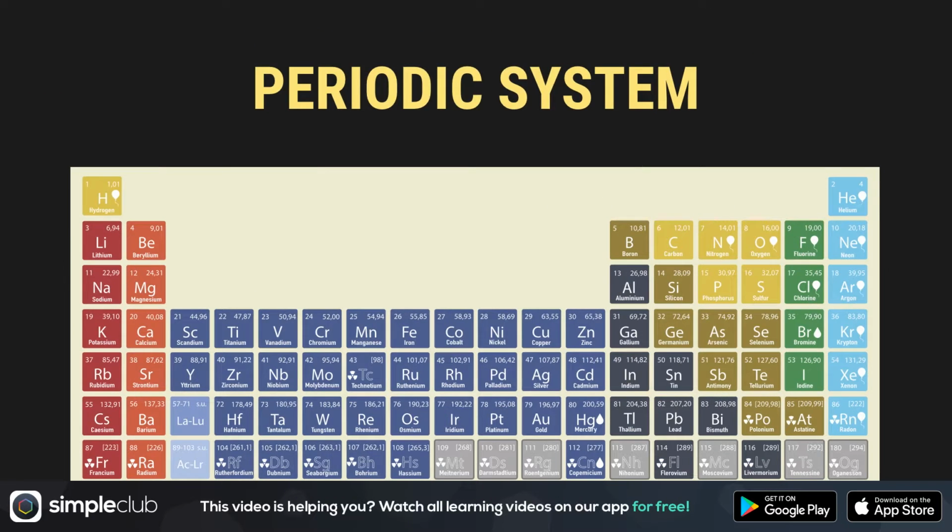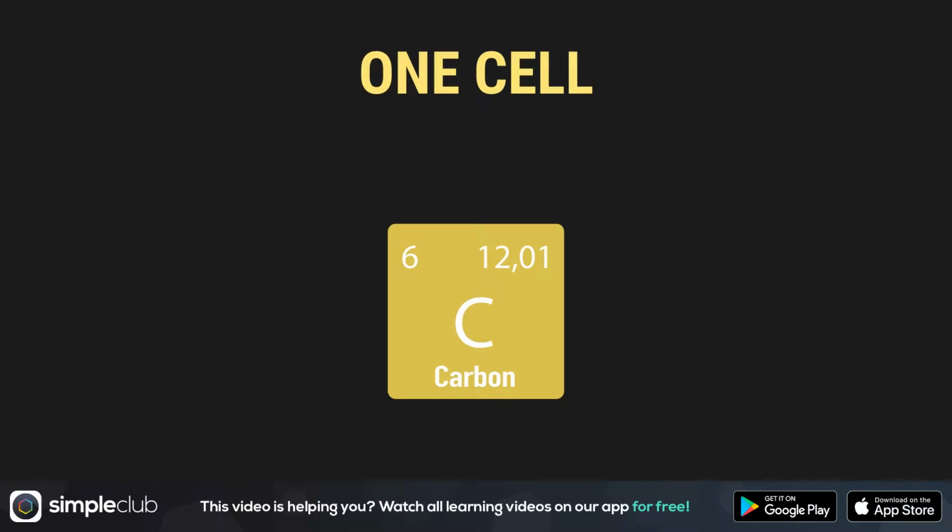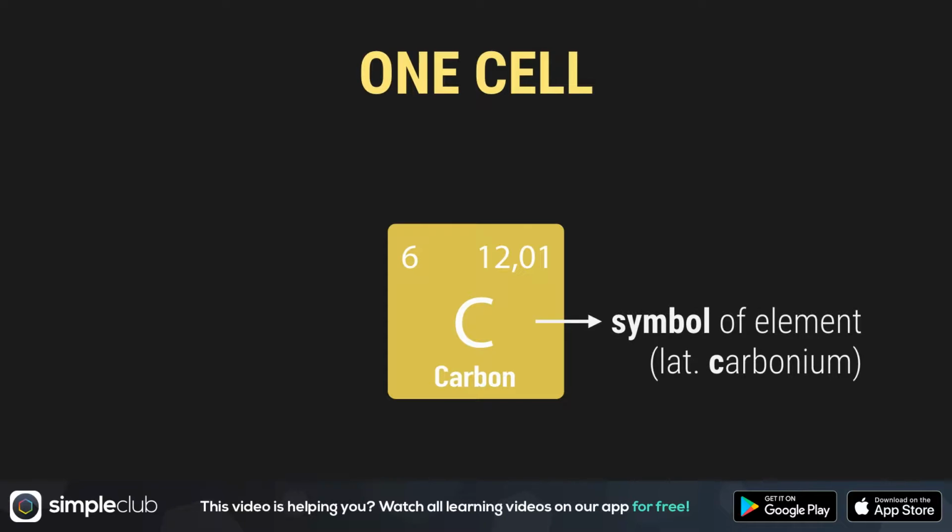Let's go step by step. First, let's look at what a cell represents in the periodic table. Each cell represents one element. Each element has an abbreviation, so you don't have to say the whole name. So, for example, carbon is abbreviated as C. Its full name in Latin is carbonium. Or you take L for lumus.